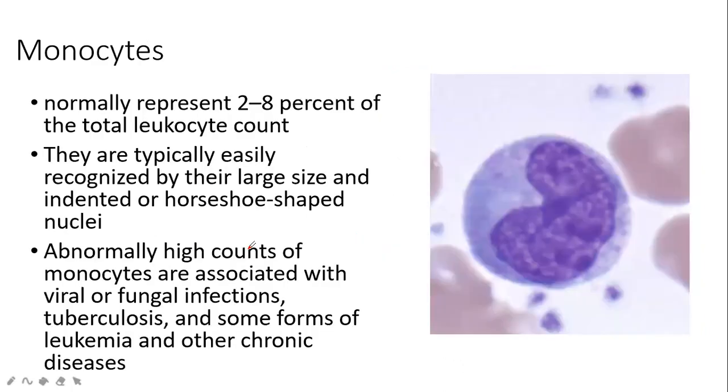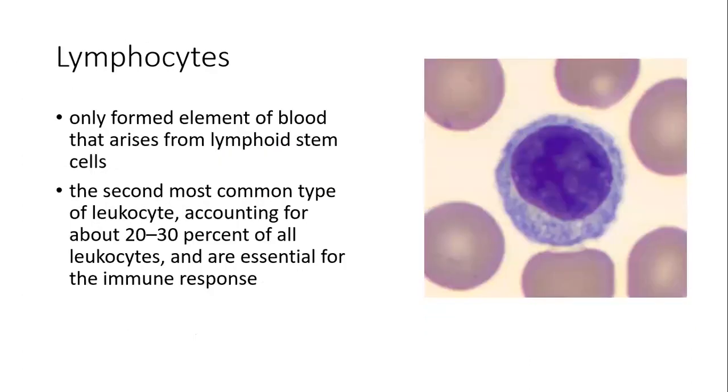We also have your monocytes, which normally represent around 2 to 8% of the total number of your leukocytes. They are typically recognized because of their large size and the indented, horseshoe-shaped nuclei. So you will know that it is a monocyte because of the indentation in its nuclei. Abnormally high counts of monocytes are associated with the presence of viral or fungal infection like tuberculosis, some forms of leukemia, as well as other chronic diseases.